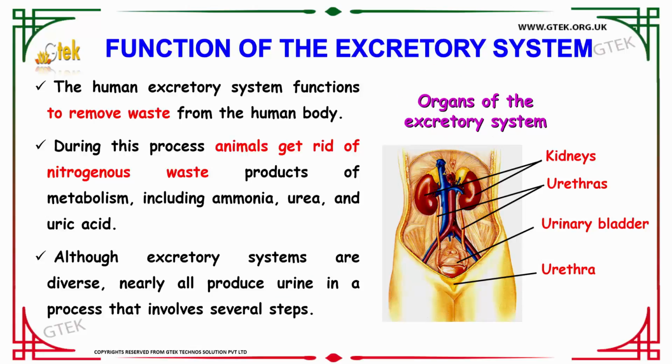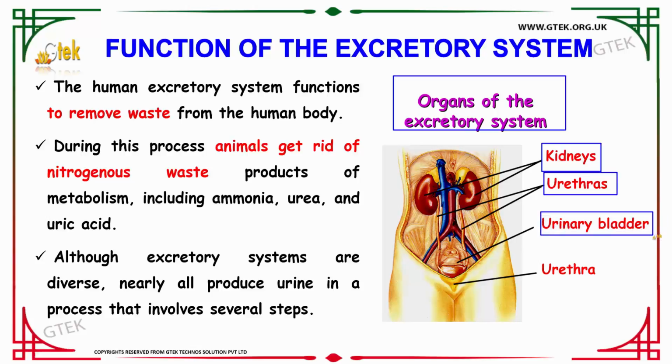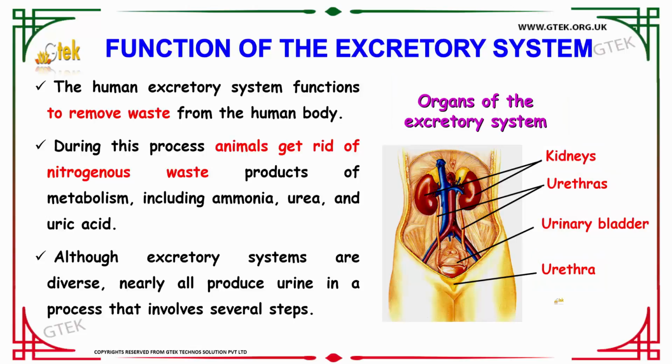So these are the organs of your excretory system. Your kidneys are two bean-shaped structures, one on either side, and the ducts that come from your kidneys are the ureters. These ureters are connected to your urinary bladder, and the urinary bladder has the external opening known as the urethra. So these are the organs of your excretory system.